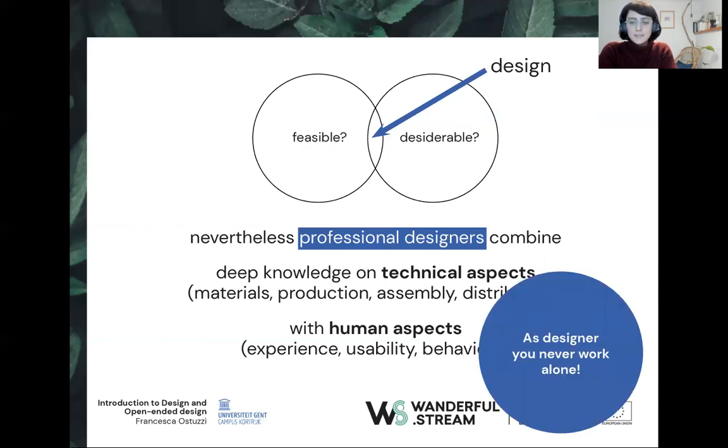Furthermore, as designer, you never work alone. Designers can be defined as specialized generalists, meaning that a designer usually does not go in depth in the knowledge of one specific topic, but is really specialized in bridging different topics. In this sense, typically designers work in interdisciplinary teams, as it's going to happen in your challenge.